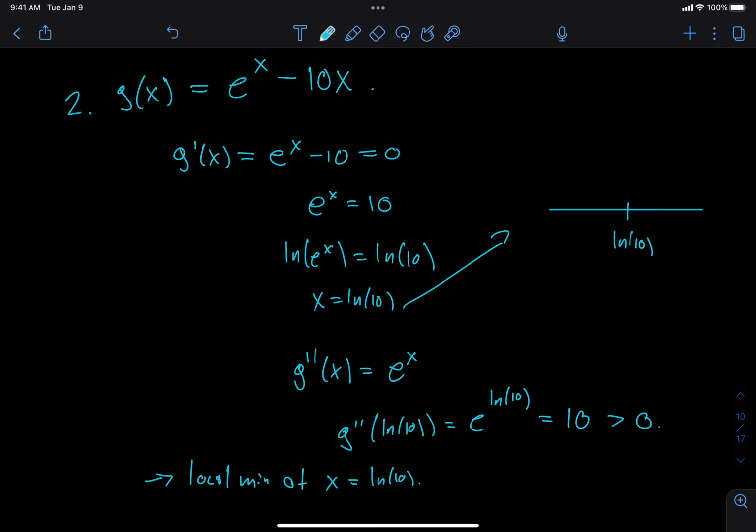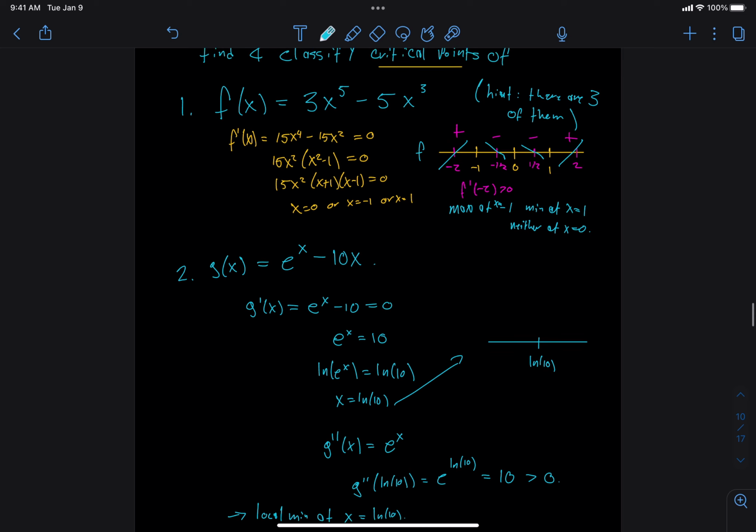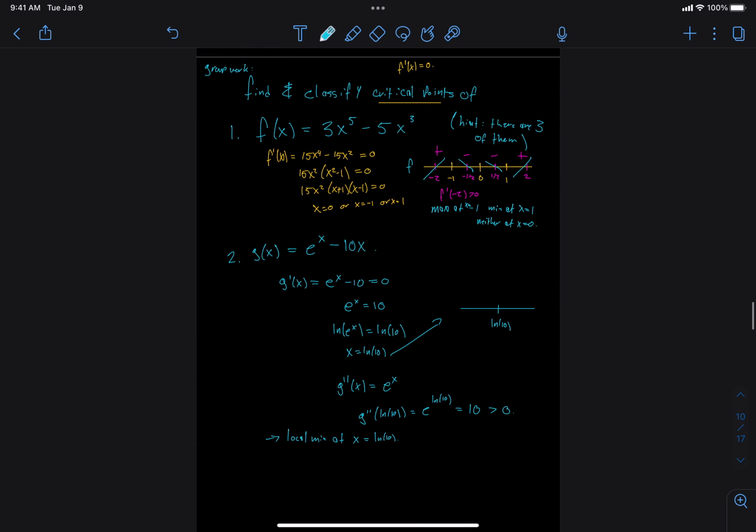All right, so that's all I really want to say about local mins and maxes. Are there any questions about this before we close this section and move to another section? Yeah.